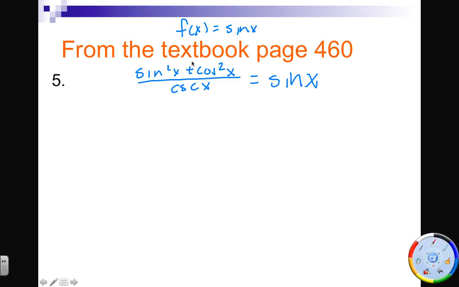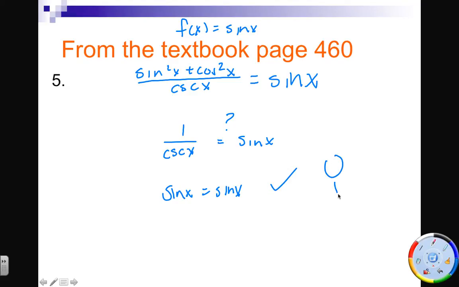Well, in this case, I'm going to use the Pythagorean identity. Sine squared plus cosine squared is 1. And then I'm going to use my reciprocal identity that knows that 1 over cosecant is sine. So that's a check mark, which means yes. All right, so that problem's not too bad. That one's not too challenging at all, especially if you've been trying some of these problems before you got to come watch this video.